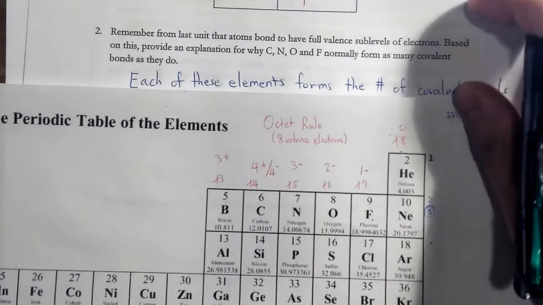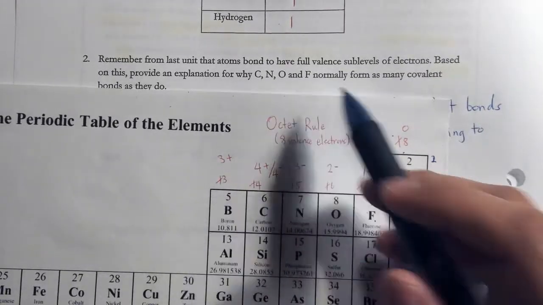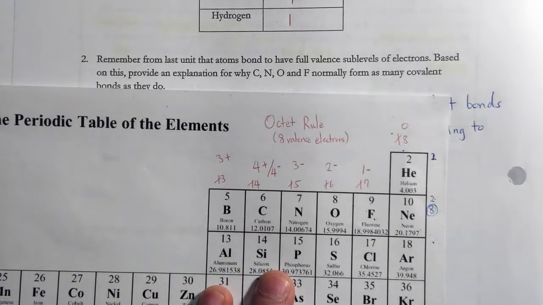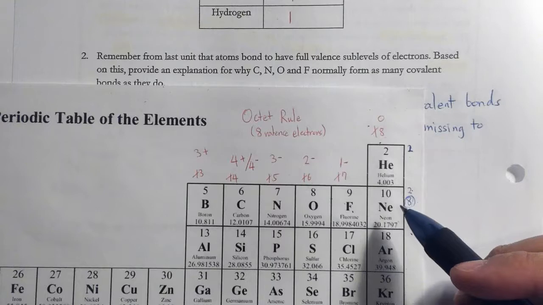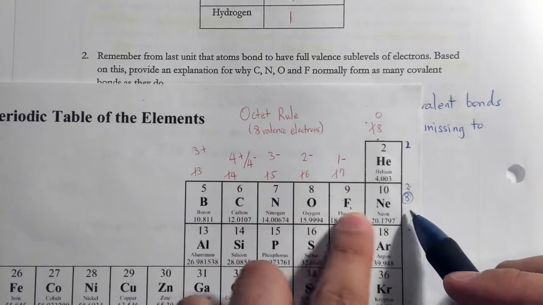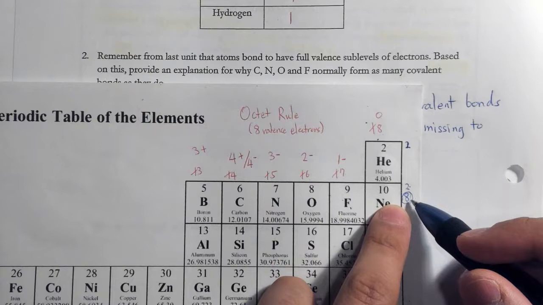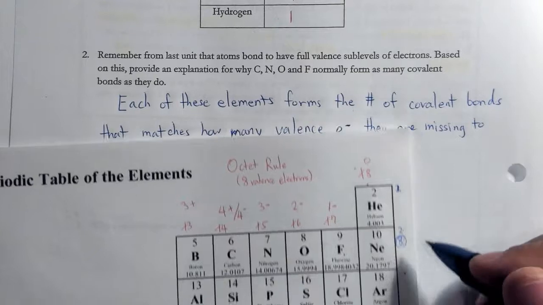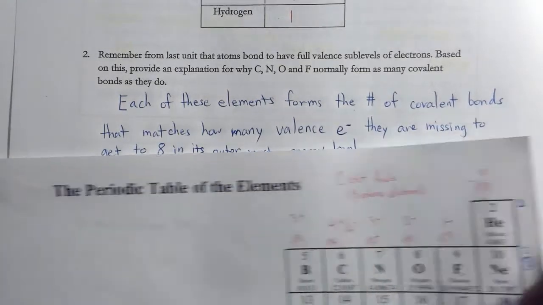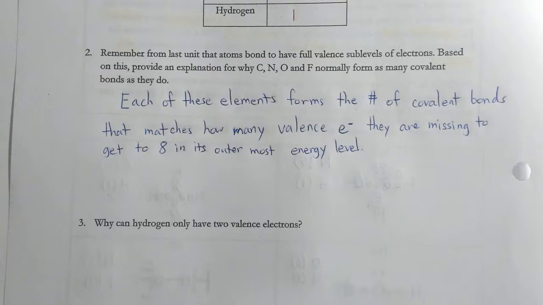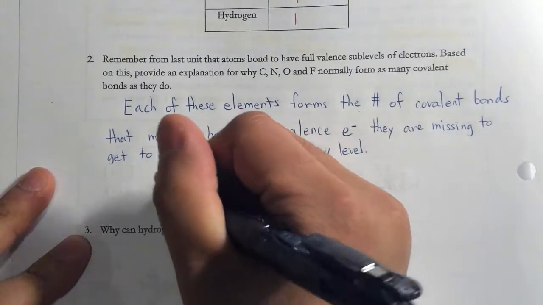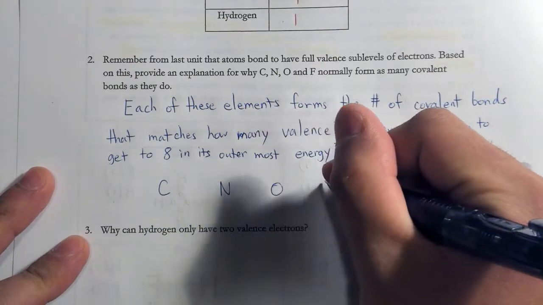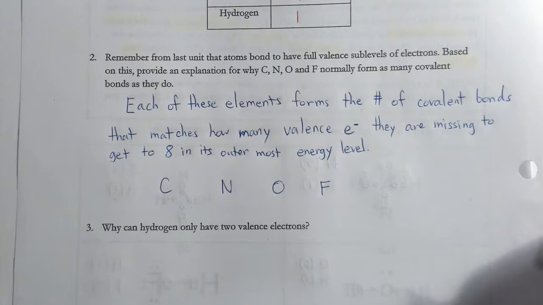Alright, so if we look at the elements CNOF, there's CNOF. So that means they're going to focus on this row, and the outermost energy level is 8. In this case, I'm actually going to draw out each of the elements: C, N, O, and F. I'm going to draw out all the valence electrons.